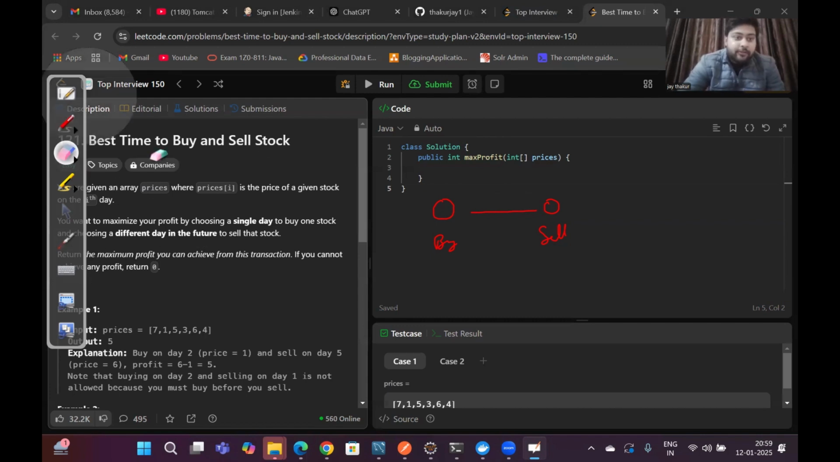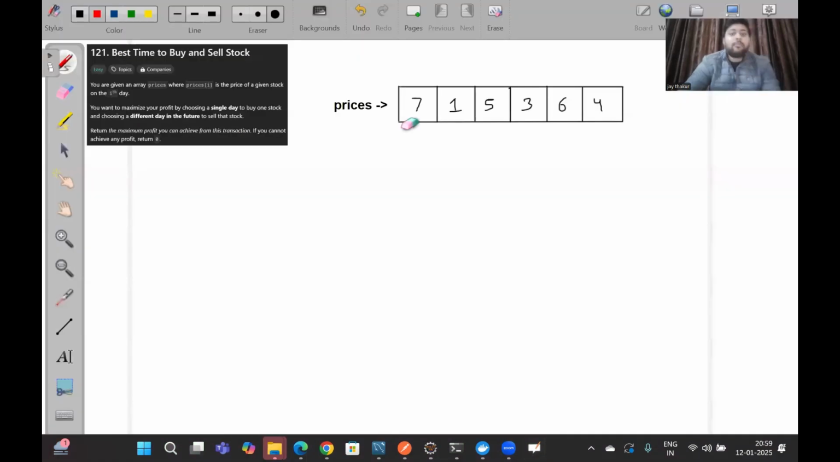So let's try to solve this. This is the example we have taken to solve this. So the first approach is, let's say, from here we are starting. Now for this element, 7, this is basically representing the price of the stock on the first day. So for each element, we will traverse the whole array and try to find the maximum profit out of it. For example, let's say we buy the stock on this first day where the price is equal to 7. Then on which day will we sell this such that we get the maximum profit?